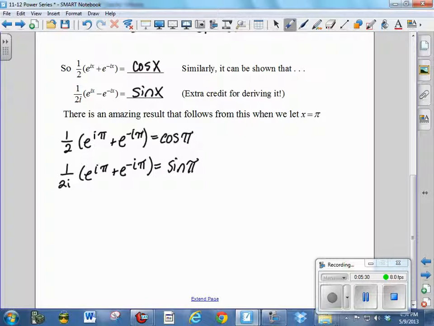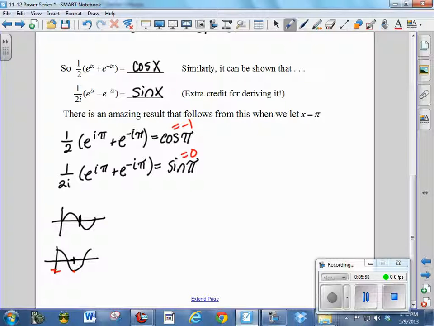So now we just have to recall what sine of pi and cosine of pi equal. Let's think about our little sine graph and cosine graph, and we're looking at pi, which is 180 degrees, right in the middle. So sine of pi is equal to 0, and cosine of pi is equal to -1 because it's down here.